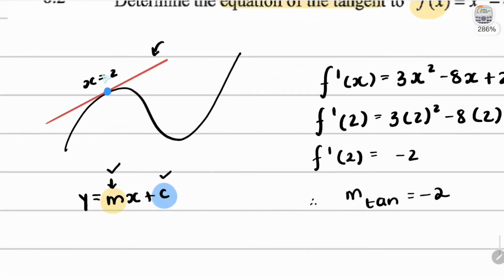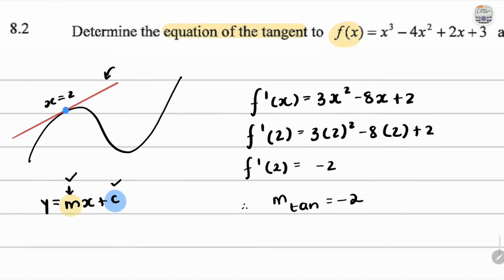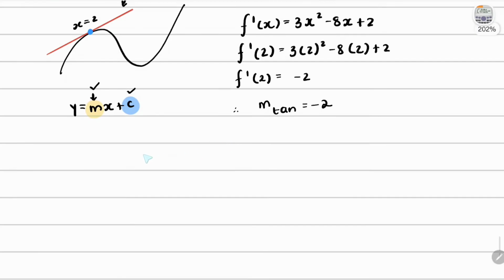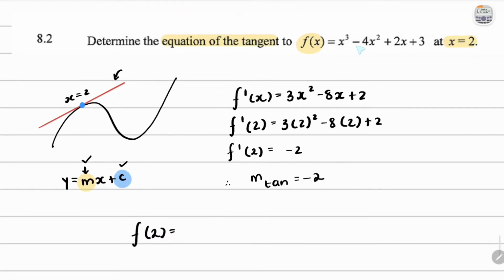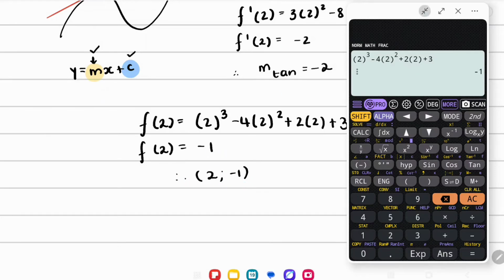Now you see that the tangent has a point here, but we only know that this point's x value is 2. How would we find the y value? We find the y value because it is also on the graph of f. So let's go ahead and substitute that point 2 into the original equation, and we would find out what the y value is. And we see that the y value when x is equal to 2 is -1. So we have a point, (2, -1).